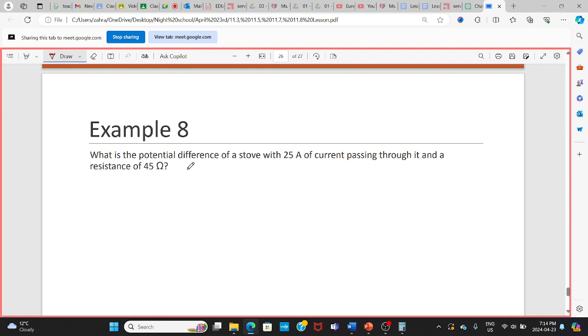Example 8: what's the potential difference of a stove with 25 amps of current? So I is 25 amps, passing through a resistance R of 45 ohms. We're looking for the potential difference, V. Again, V is equal to RI or IR. R is 45 multiplied by 25. We do this one, and the unit is going to be volts.